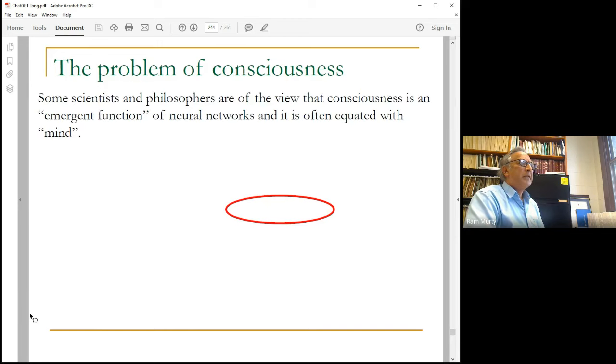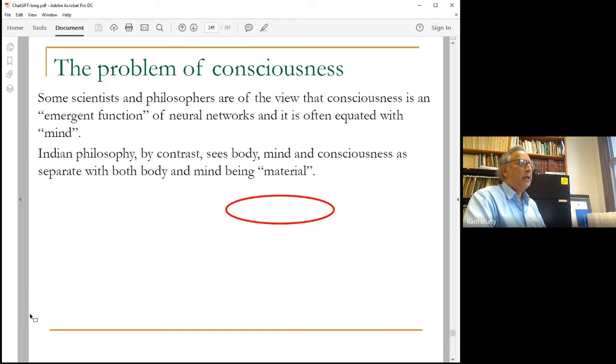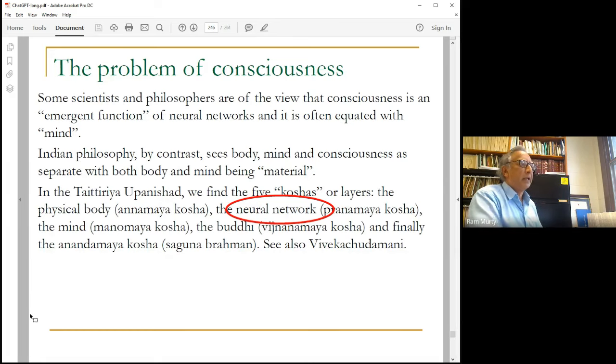Well, some scientists and philosophers are of the view that consciousness is an emergent function of neural networks and is often equated with the mind. I believe Roger Penrose is of this view. Indian philosophy, by contrast, sees body, mind, and consciousness as separate, with body and mind being material. And in fact, Aurobindo would say that consciousness has so many different stratifications. So it's not just consciousness as we know it, as making intelligent things.